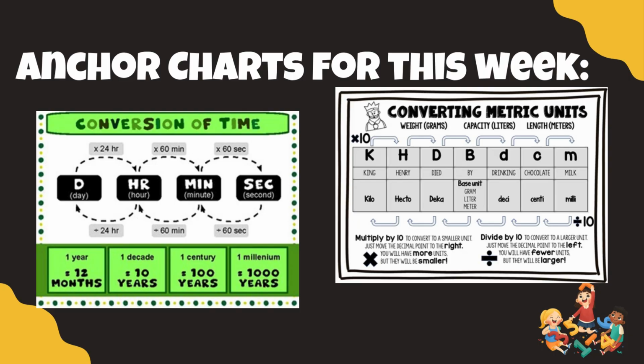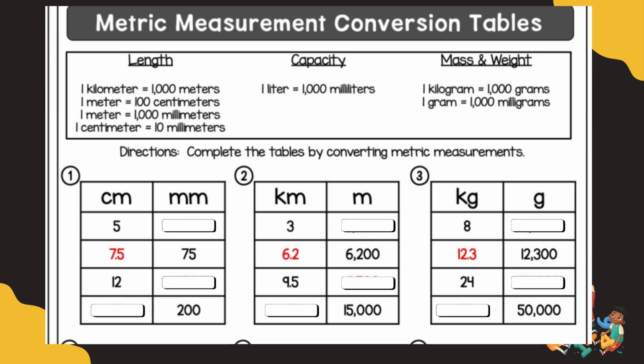So here are our anchor charts for this week. We are learning conversions of time this week, and we are revisiting converting metric units. All students should know King Henry Died By Drinking Chocolate Milk, the acronym that represents how to convert between the units by using powers of 10.